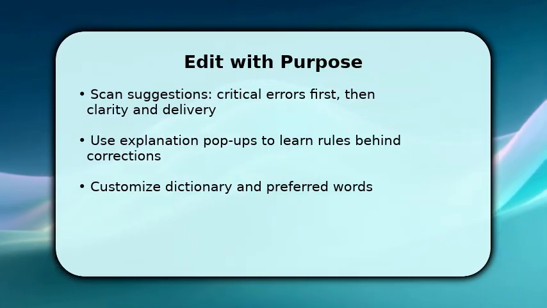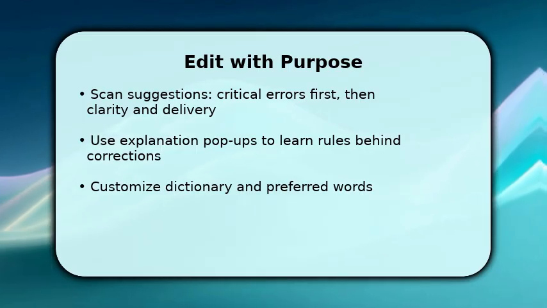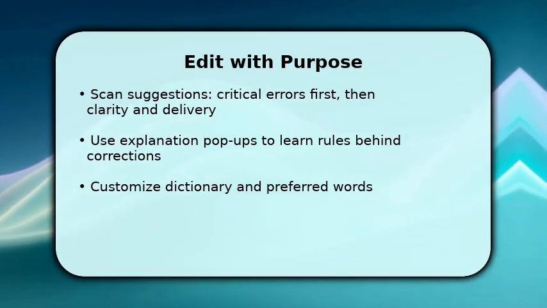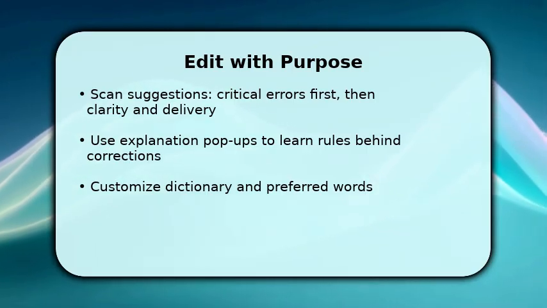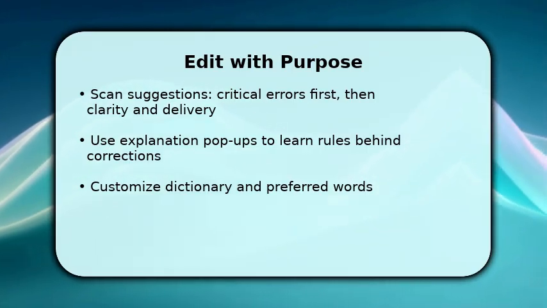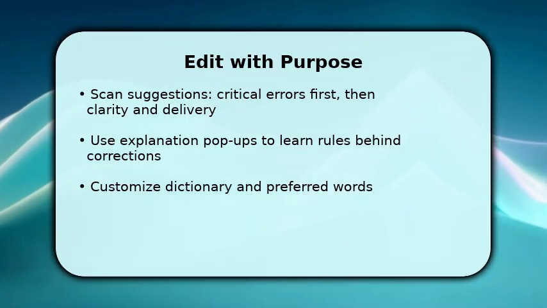Address critical grammar and spelling first because those break comprehension. Next, refine clarity and delivery suggestions to tighten sentences. Reorganize only after you see recurring patterns. Use Grammarly's explanation pop-ups to understand the rule so mistakes stop repeating.